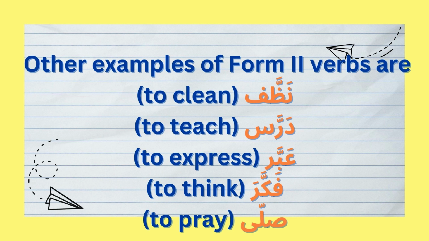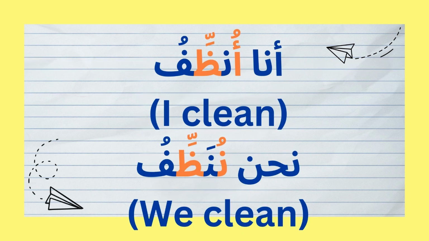So now we'll conjugate the one form two verb in the present tense, and notice the vowel pattern, which is slightly different from the conjugation of form one verbs. So while form one verbs in the prefix we have fatha, in form two verbs in the prefix there is a dhamma, and in the second radical there is a fatha. So just listen to this conjugation of the verb nadhafa in the present tense.